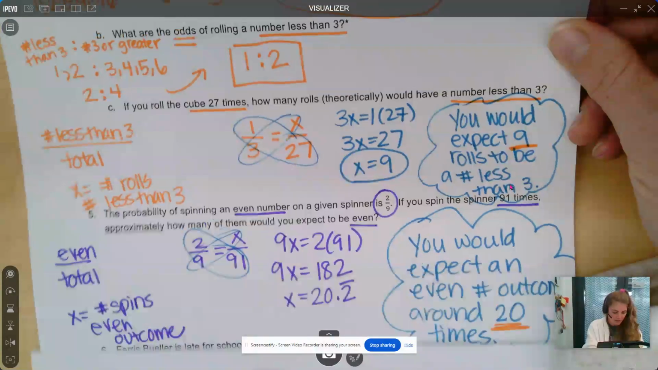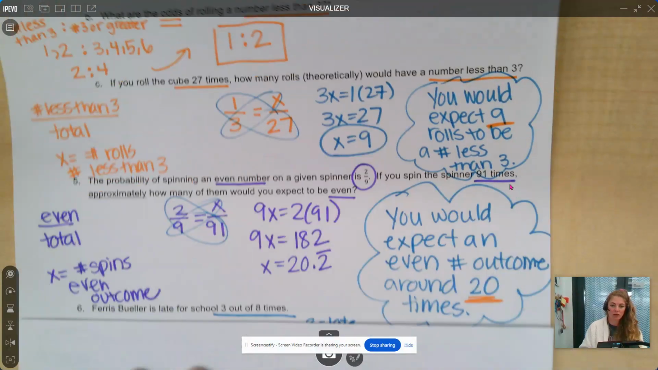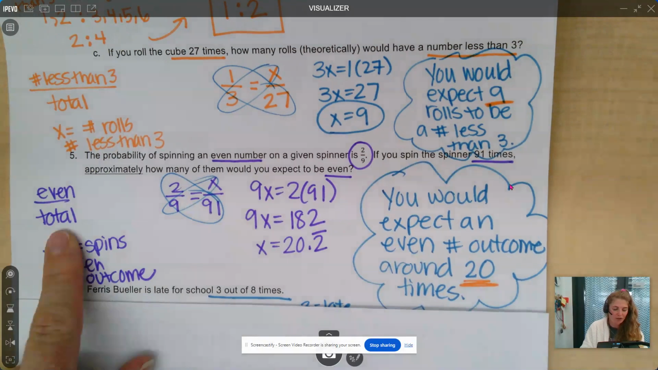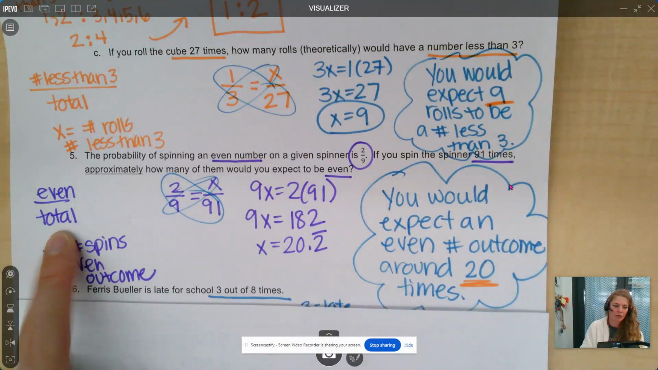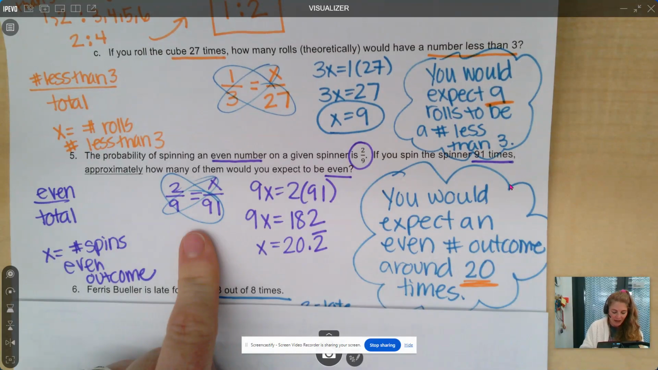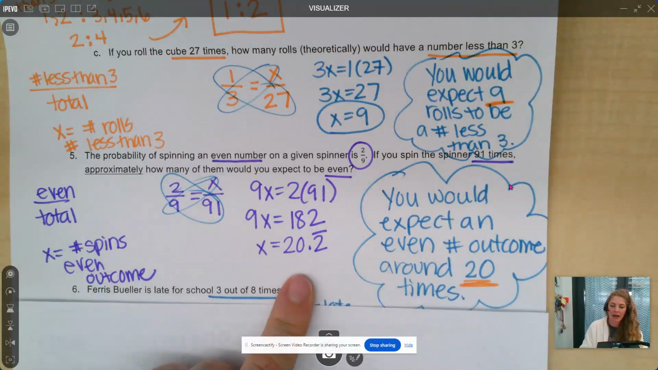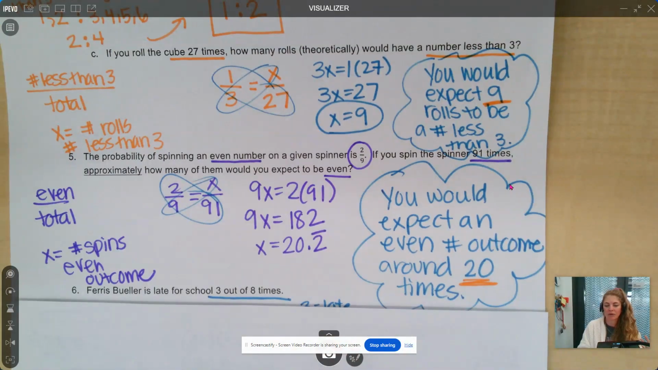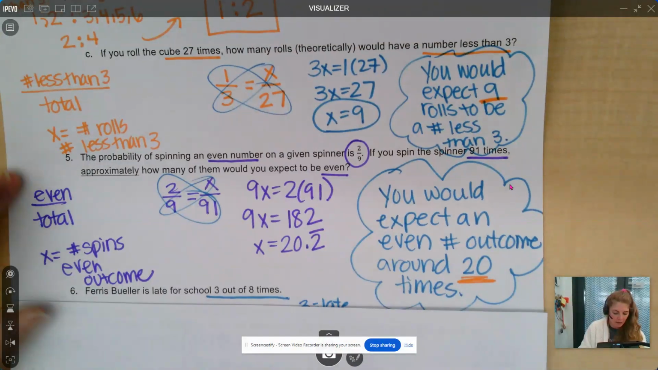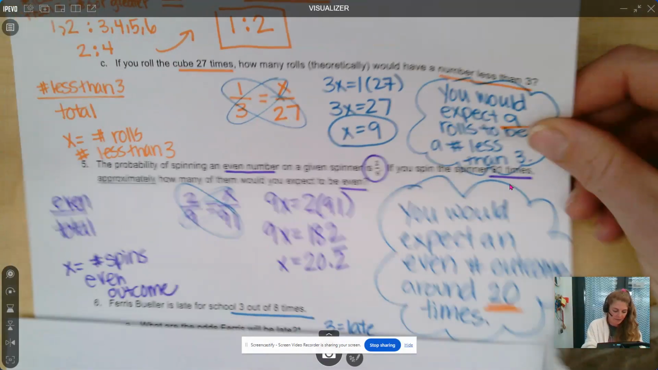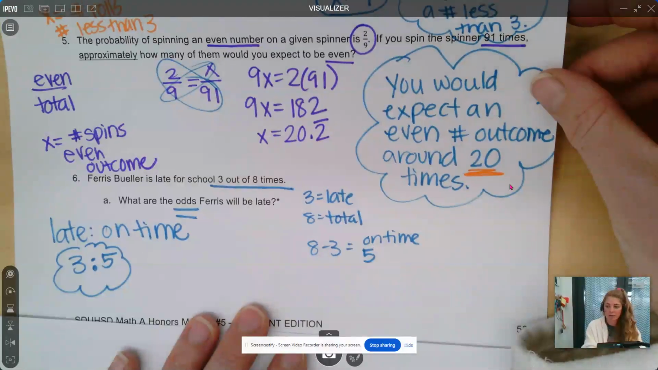Number 5, probability of spinning an even number on a spinner is 2/9. If you spin the spinner 91 times, approximately how many times would you expect to be even? Notice that word approximately because when you write your word ratio, even add a total, define your variable, number of spins that are even outcomes, and set up your proportion and solve, you get a partial number. So you expect an even number of outcomes around 20 times. We're not going to round up to 21, because that would definitely have a different probability. So around 20 times.